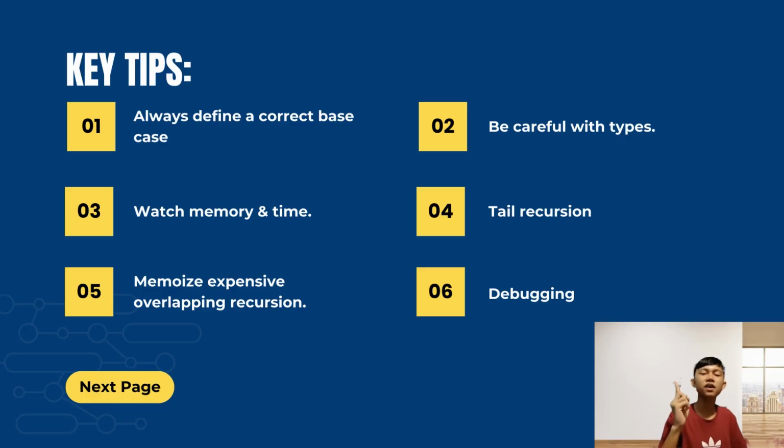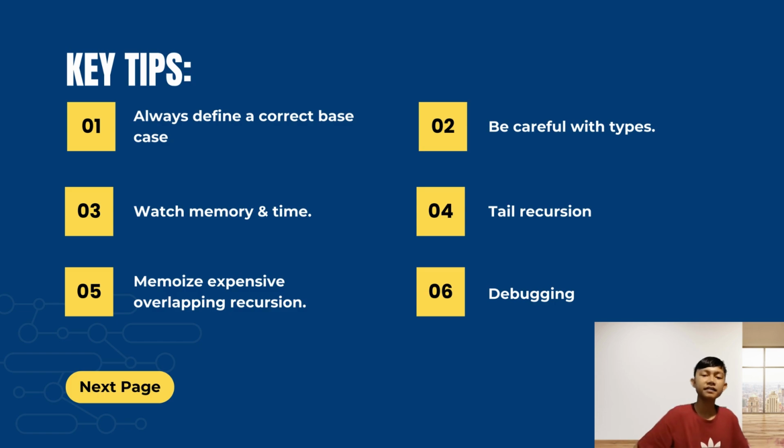The first one, always define a correct base case. The second one, be careful with types. Use long or unsigned long if factorial might overflow. Mention integer overflow to viewers. The third one, watch memory and time. Recursion holds many stack frames and local variables. For deep recursion, I prefer iterative or convert to tail recursion.